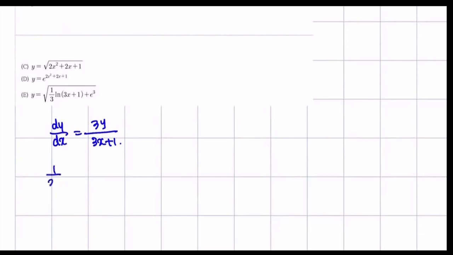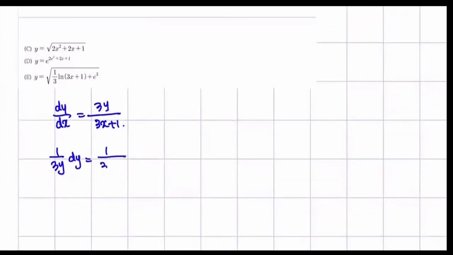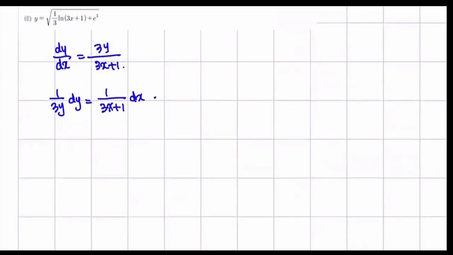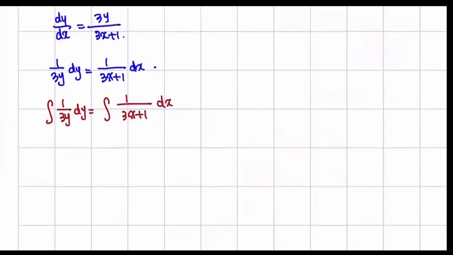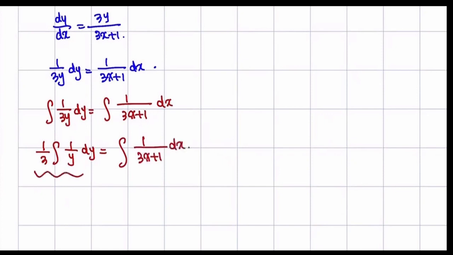1 over 3 times y dy equals 1 over 3 times x plus 1 dx. Okay. Apply the integral on both sides. Extract this fraction. Integral of 1 over 3 times y dy equals the integral of 1 over 3 times x plus 1 dx.